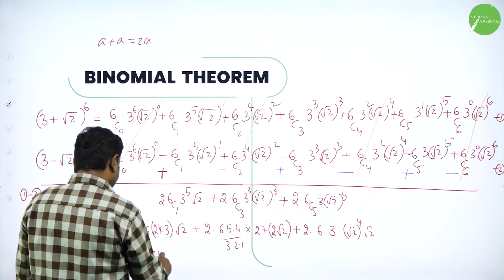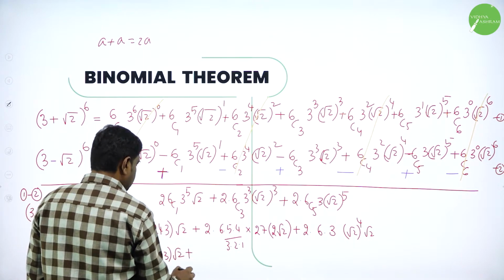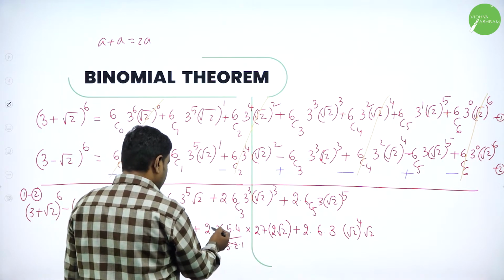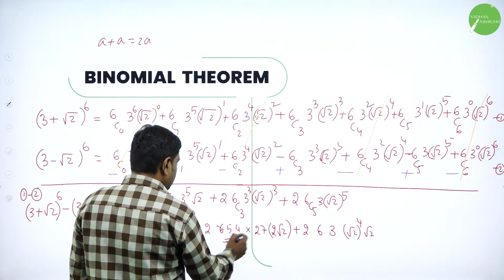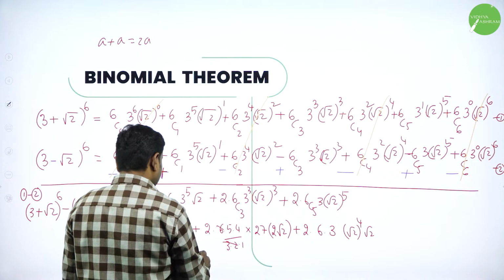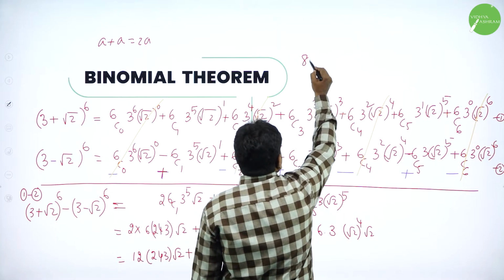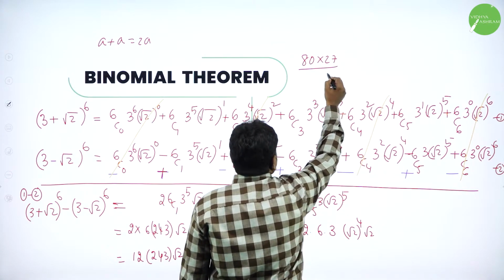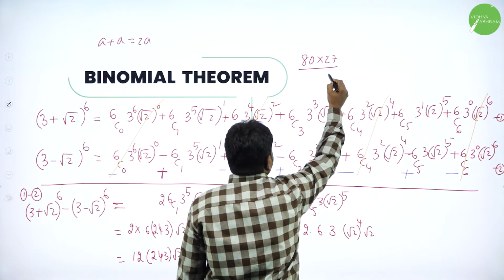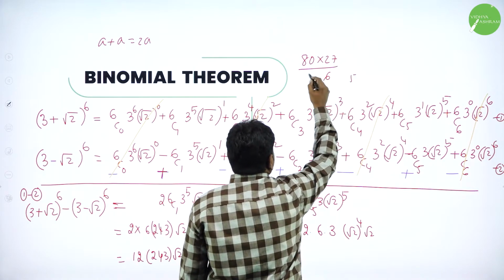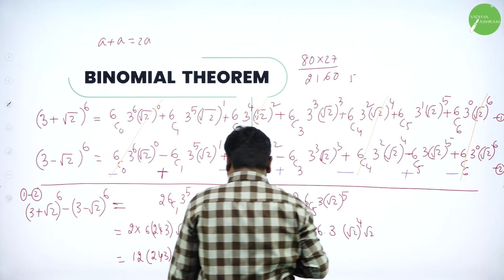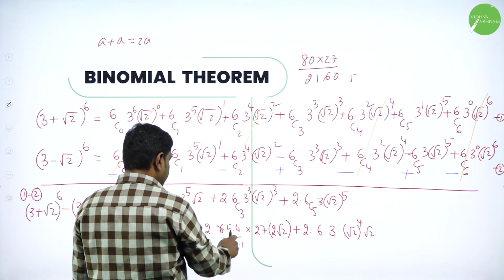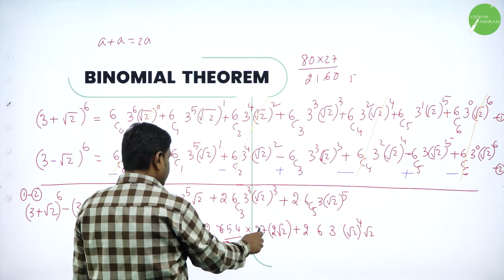into 243 root 2, plus 3 2s are 6 and 6 I can cancel. 5 4s are 20, 2 2s are 40, 40 2s are 80, 80 into 27. 8 7s are 56, 5 8 2s are 16 plus 5, 21, 2160. 2160 root 2.